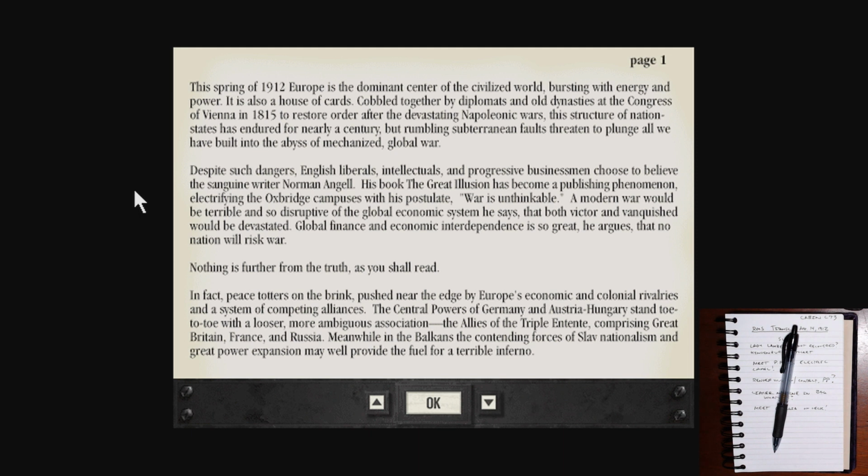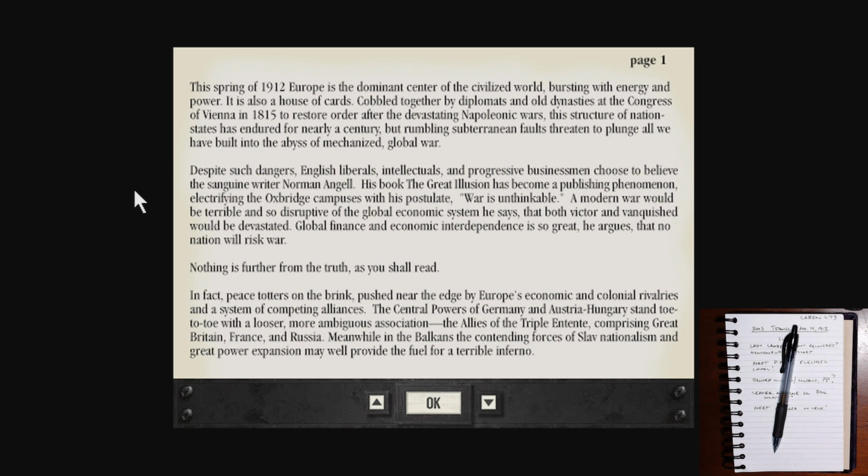Despite such dangers, English liberals, intellectuals, and progressive businessmen choose to believe the sanguine writer Norman Angell. His book, The Great Illusion, has become a publishing phenomenon, electrifying the Oxbridge campuses with his postulate, "War is unthinkable. A modern war would be terrible and so disruptive of the global economic system," he says, "that both victor and vanquished would be devastated. Global finance and economic interdependence is so great," he argues, "that no nation will risk war." Nothing is further from the truth, as you shall read.